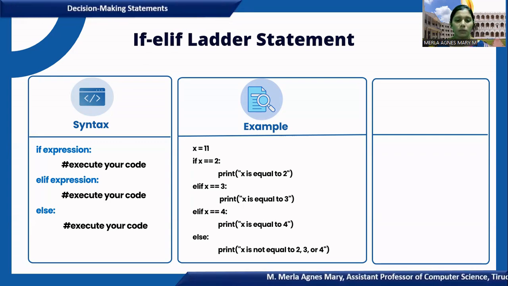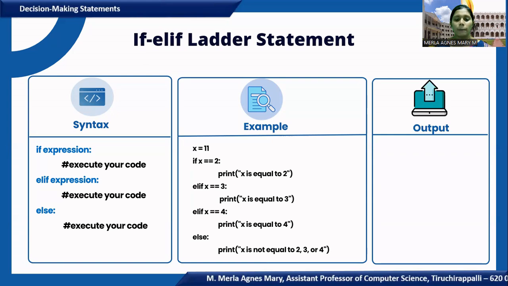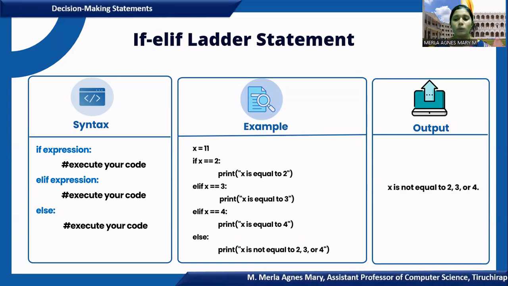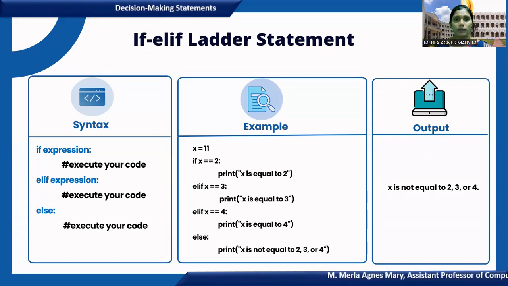First it comes into the if condition. The if condition x is equal to 2 is false, so it doesn't work. Then it moves to the elif. The first condition of the elif, that is x is equal to 3, is also false. So it moves on to the second elif, that is elif x is equal to 4. This is also false. So it directly moves on to the else part, and the output we got is x is not equal to 2, 3 or 4. So this is how the elif ladder works.